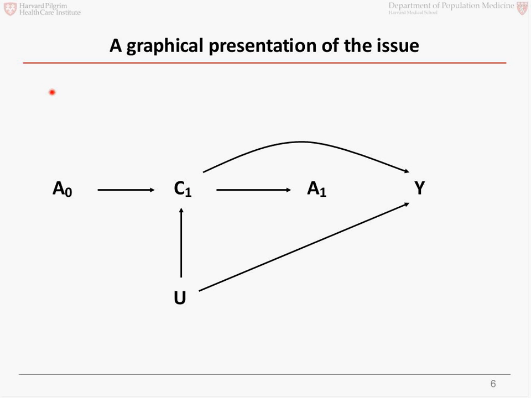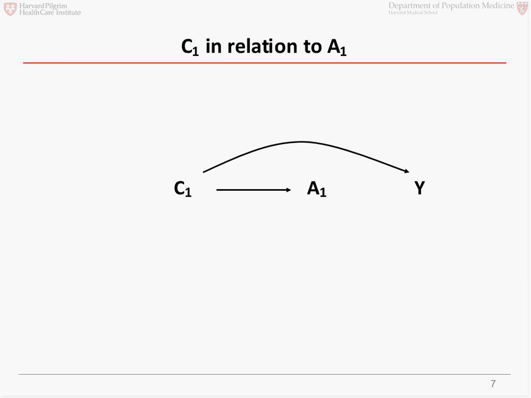There might also be a C0, which represents covariates that are measured at baseline, but they don't actually change our discussion, so I'm just ignoring them in this graph. So we say that C1 has a complex relation with our treatment of interest, which is determined at both time points. Let's see what we mean by this. If we get rid of the things that don't matter and just focus on C1, A1, and Y, you will see that C1 is actually a confounder for the effect of A1 on Y, because it is associated with both A1 and Y.